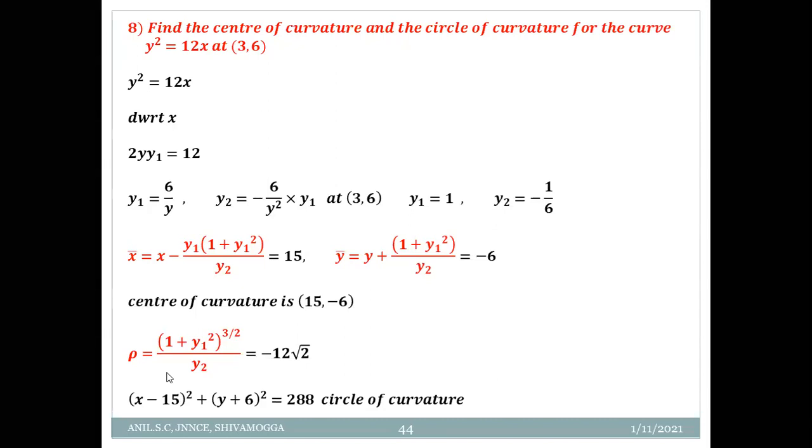Is rho minus 12 root 2? Yes, sir. You can neglect that negative sign and you take magnitude only, 12 root 2.